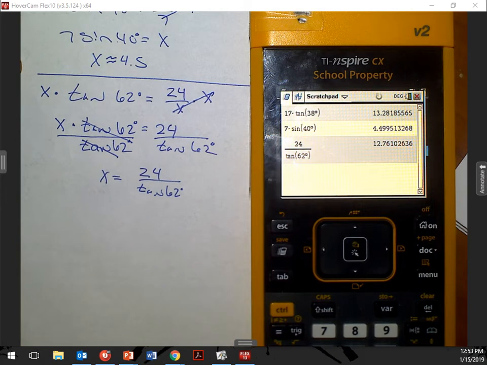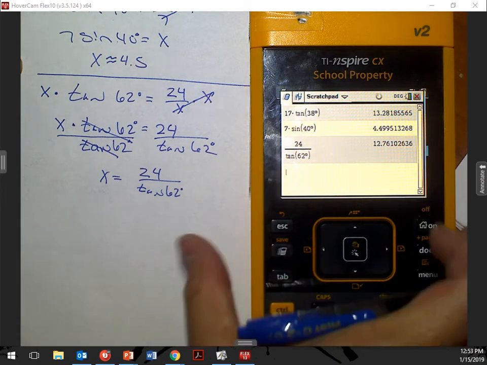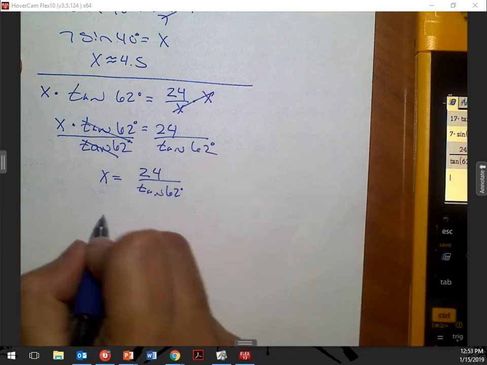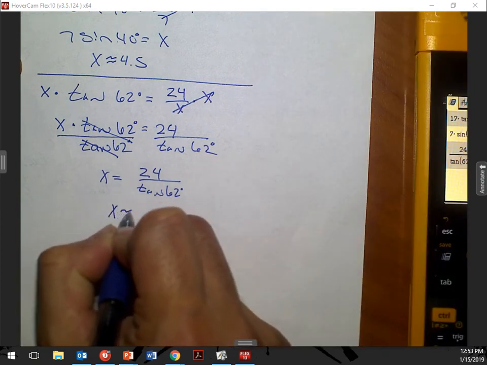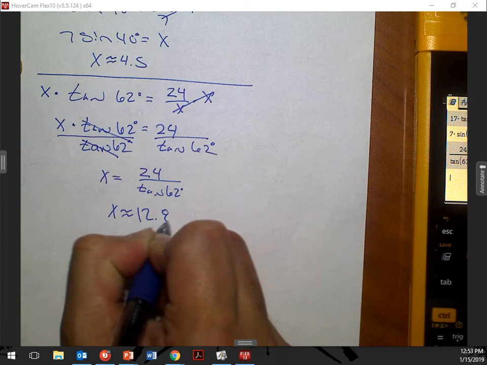And we come up with 12.8. Very good. So x is about 12.8.